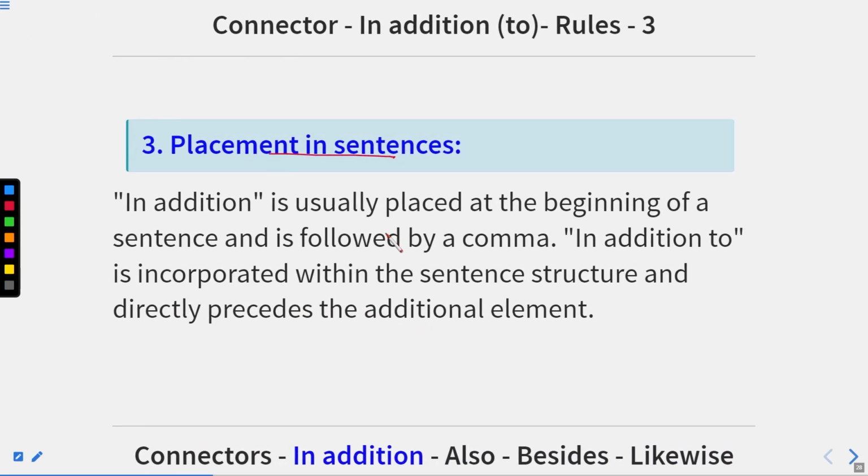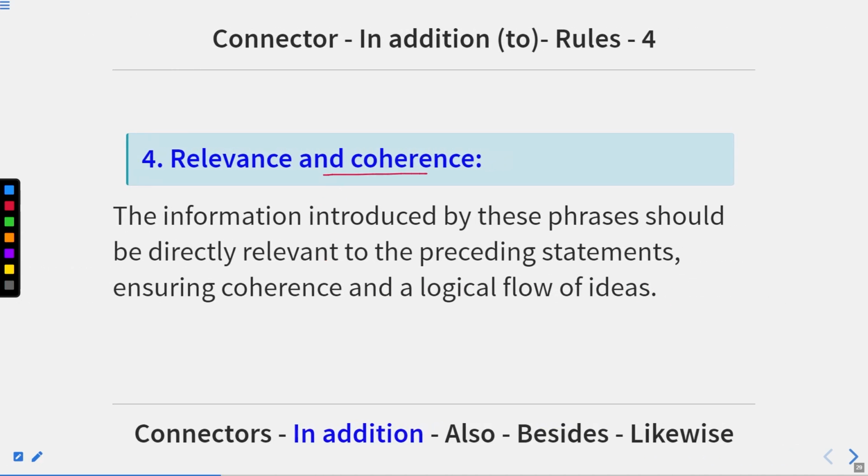Now, placement in sentences. In addition is usually placed at the beginning of a sentence and is followed by a comma. In addition to is incorporated within the sentence structure and directly precedes the additional element. So you can see the difference in the sentence structure of in addition and in addition to.